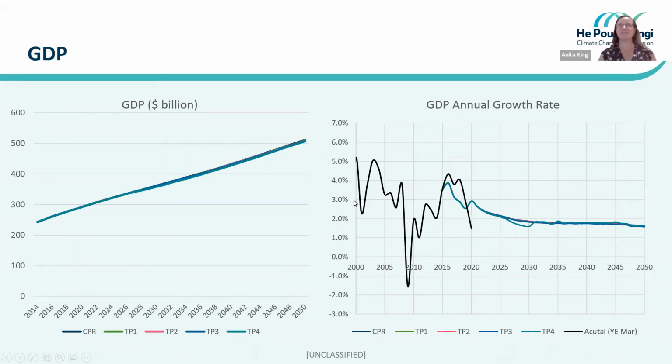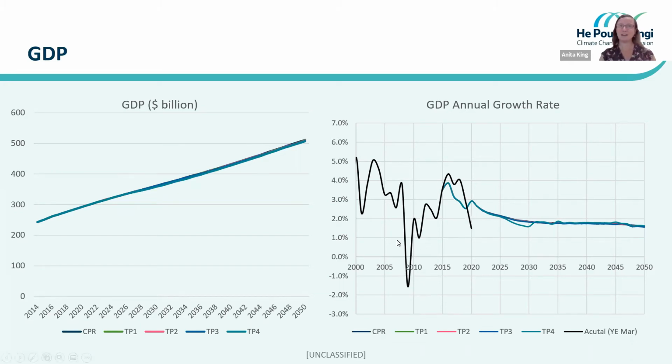Now, on the right-hand side, I've got a graph of the GDP annual growth rate so that we can see what the difference is and get a feel for the context compared to past changes in the GDP growth rate. This black line from the year 2000 up to 2020 is actual GDP changes, for the year ending March. The latest year on here is year ending March 2020. You can see it's starting to go down because we've got a week or two of COVID effects showing up in that. We don't have the latest data because we haven't reached the end of March yet.